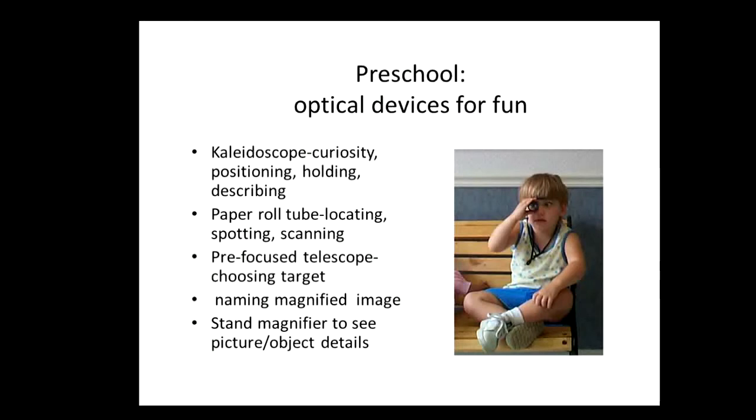Before you even hand them a device, you can use a kaleidoscope to teach positioning, or holding something up to the eye, proper grasp, and to encourage verbal description of what the student sees inside the kaleidoscope. You would next use a paper roll tube to teach skills such as locating, spotting, and scanning.